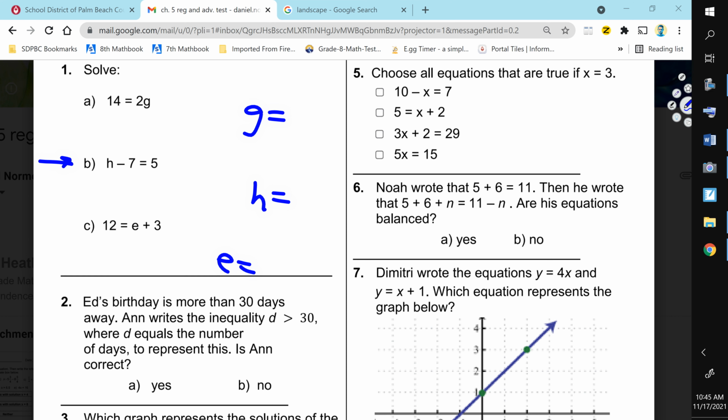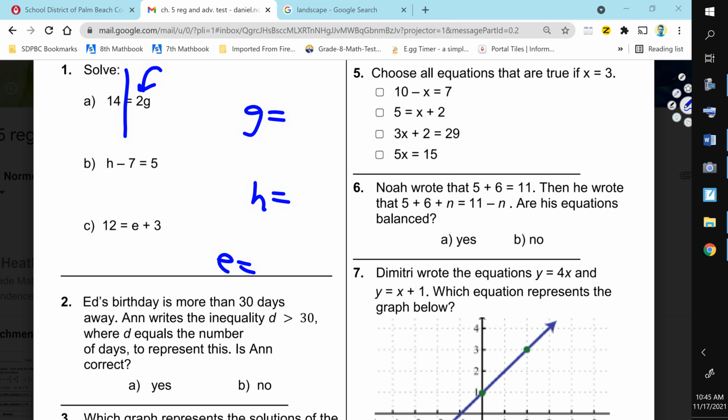C, same thing. Figure out what side the variable's on, look at the number you have to get rid of, do the opposite of what you see to get rid of it. A is a little bit different because with A, they're side by side, and you have to ask yourself, what does that mean when the variable and the number are side by side? Because you should know by now that you need to get rid of the 2.